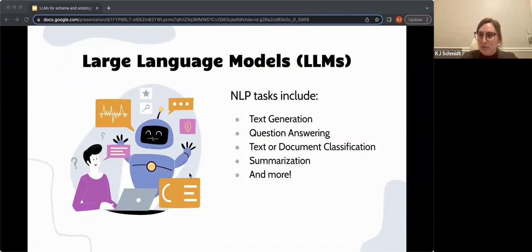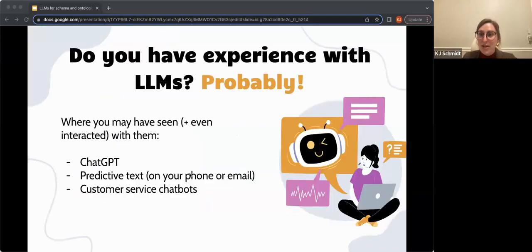So LLMs do these NLP tasks. These tasks include text generation, question answering, text or document classification, summarization, and more. These are just to get you started thinking about what LLMs can do. So do you have experience with LLMs? Probably, even if you think you don't.